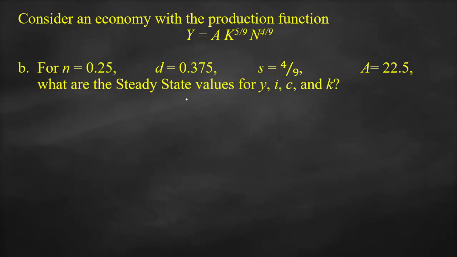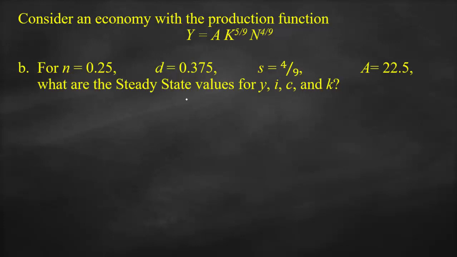The second part of the question. For population growth or labor growth of 25%, depreciation rate of 37.5, savings rate of 4 over 9, and technology 22.5, what are the steady state values for output per capita, investment per capita, consumption per capita, and capital per capita?